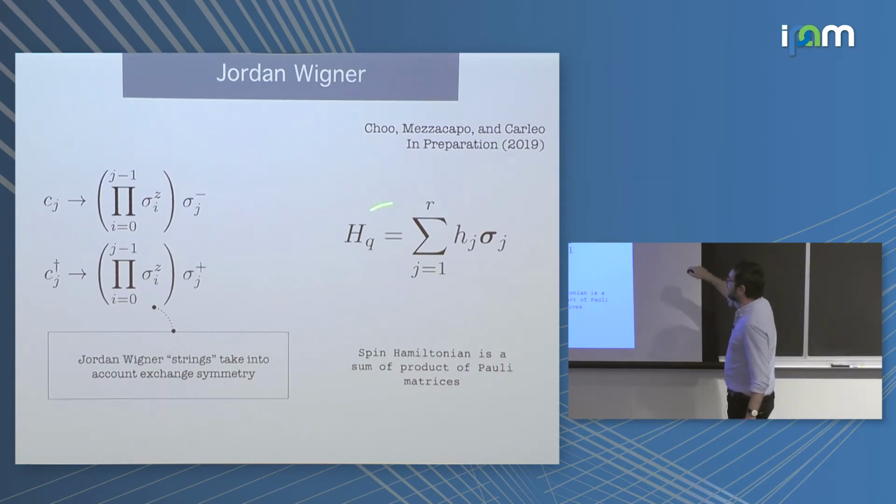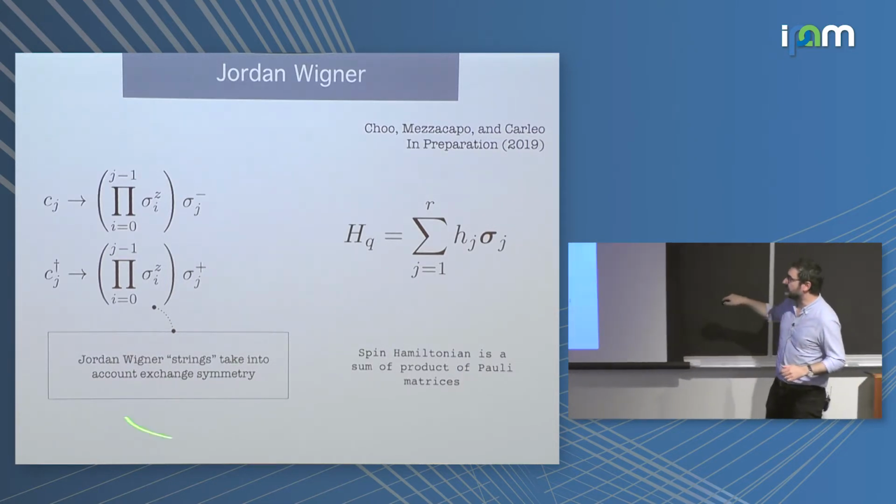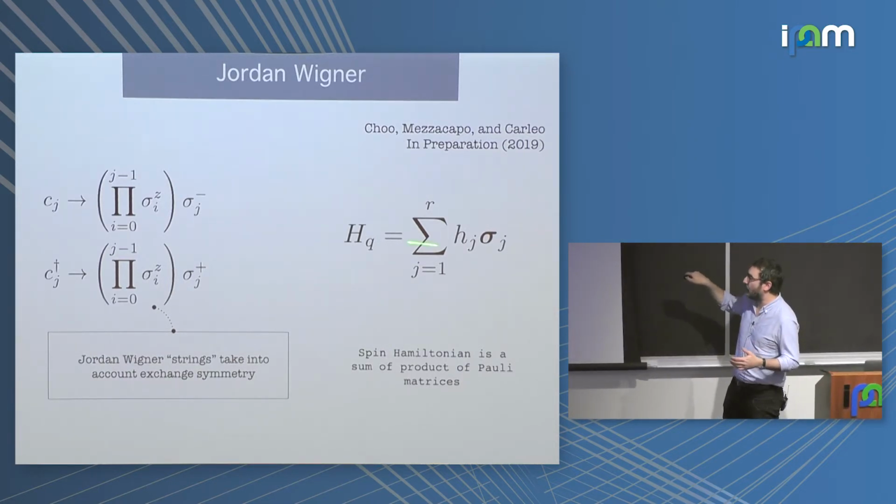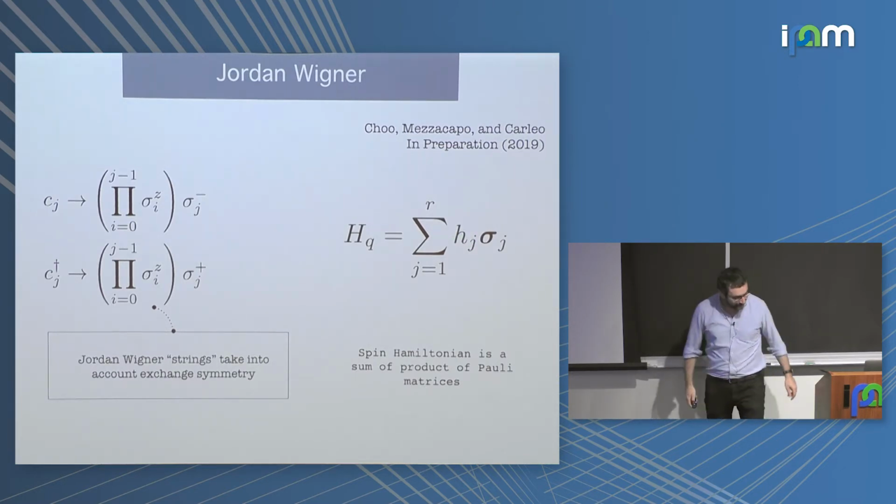But the important thing is that effectively you get a spin Hamiltonian you can work with, which is effectively the sum of products of Pauli operators, right? Where these h's are just real numbers.